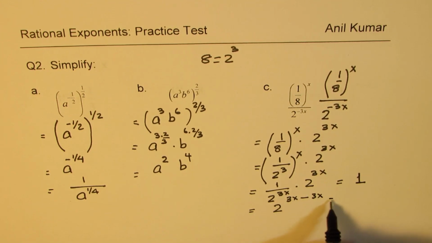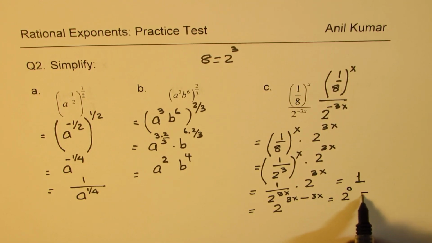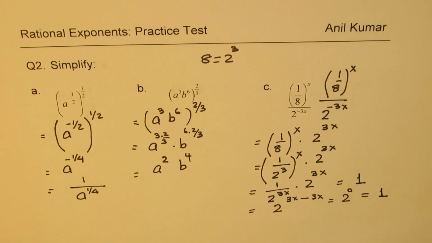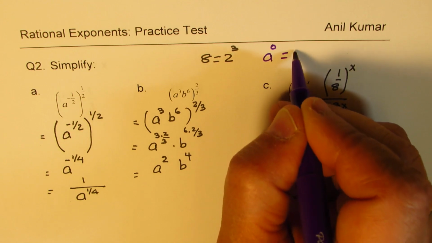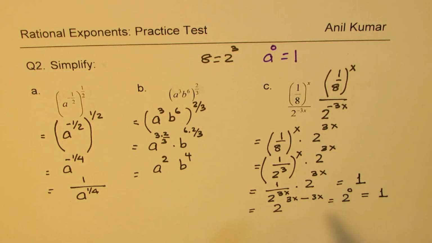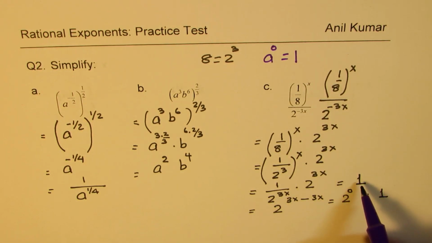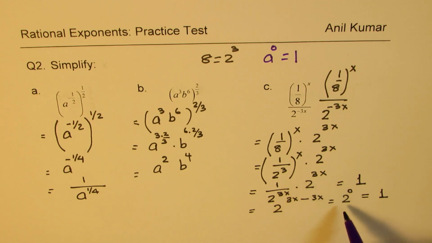So the exponent basically is 0, and that should give you 1. Clear? So the rule, I hope you remember, a to the power of 0 is 1, right? So that is how it is. They just cancel out, giving you 1. And that is how we know that anything to the power of 0 is always 1. Perfect? So with that, I think the basics are covered.